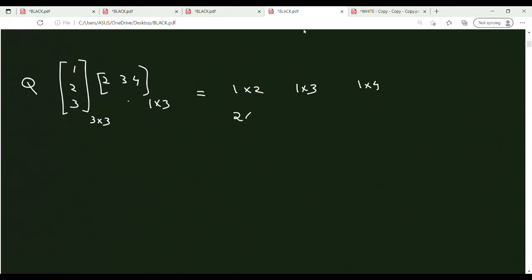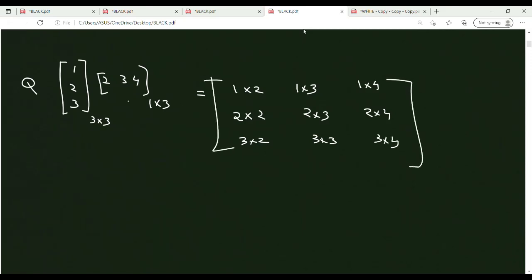And here we will multiply this 2 with the only column we have, 2. Then we will multiply these 2 with 3, and these 2 with 4. And we will multiply these 3 with 2, 3 with 3, 3 with 4. Here too you can see that the pattern is arising: 2, 2, 2, 3, 3, 3, 4, 4, 4. I hope you have got my point. So we will get 2, 3, 4, 4, 6, 8, 6, 9 and 12. So it is the final answer.